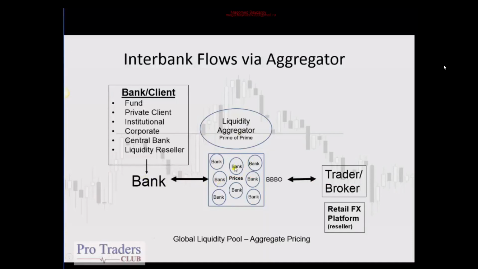In the aggregator and bank relationship, the aggregator would have lines of credit with the bank so that they can take their prices and their liquidity and dish it off to a counterparty in the market. Now the aggregator will take the best bid and best offer of all the banks' prices at the interbank market, and they will show that to the marketplace.